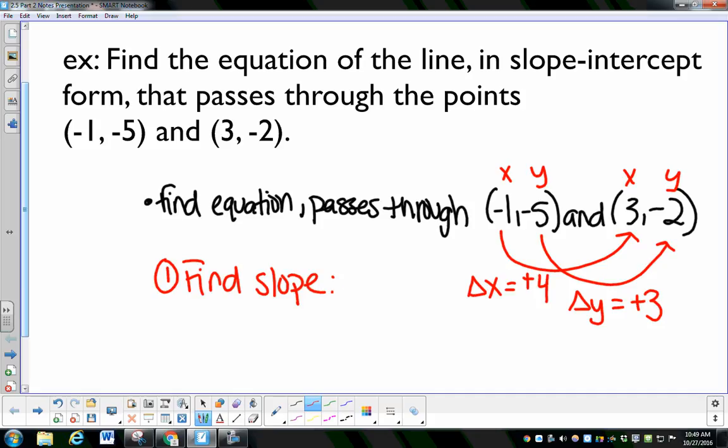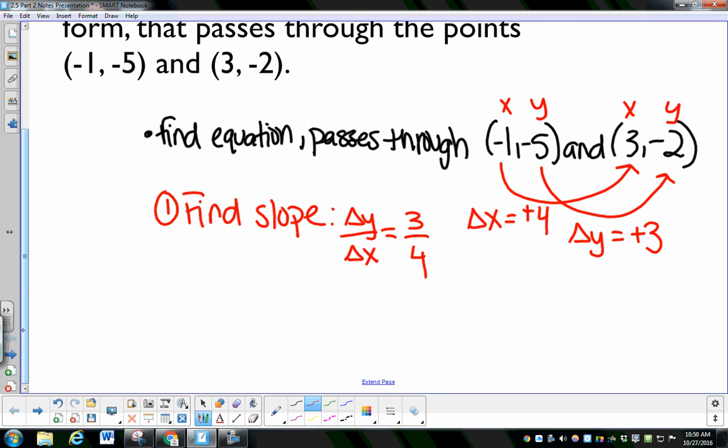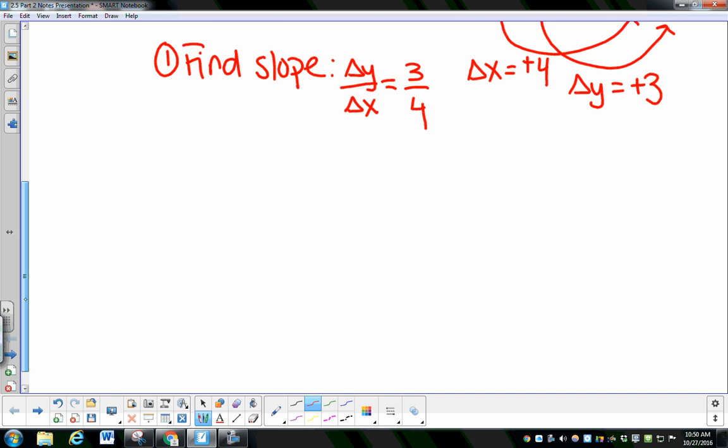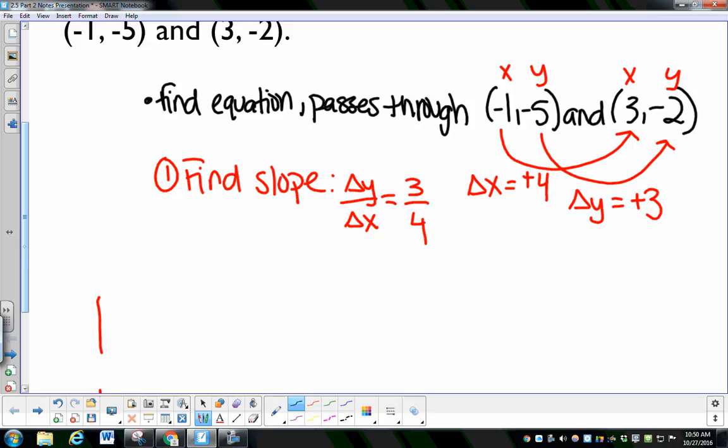So our slope, which is change in y over change in x, and some of you have been switching that up, make sure you put y on top, is 3 over 4. You don't need to put the plus signs. So we know our slope. Now we need to find the y-intercept. There are 2 different methods of going about this, and I'm going to show you both of them. You only have to use one of these, but go ahead and write them both down right now.